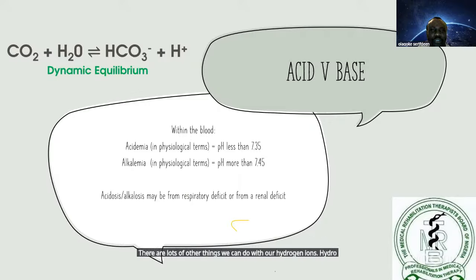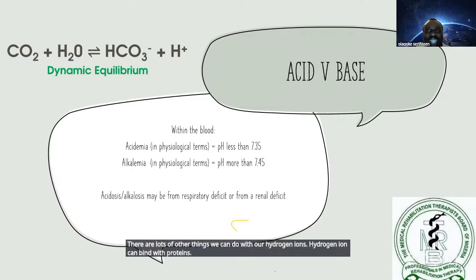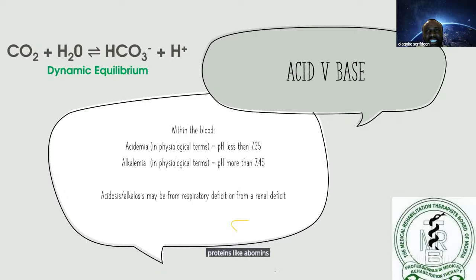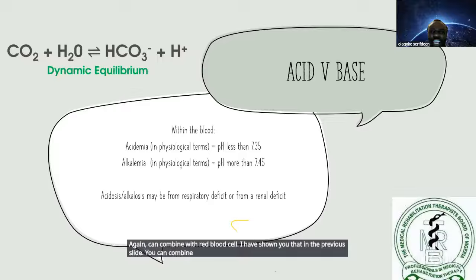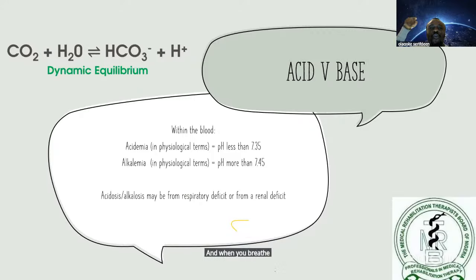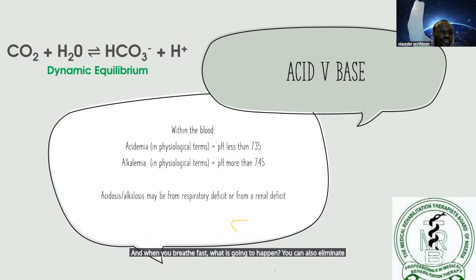Hydrogen ion can bind with proteins like albumins, fibrinogens, all of those things. Hydrogen ion can enter into the cell just to drive them away from the blood. Again, hydrogen ion can combine with red blood cell. I have shown you that in the previous slide. Blood can also carry them to the brain. Once they get to the brain, they can stimulate the respiratory system and make somebody start breathing fast. And when you breathe fast, what is going to happen? You can also eliminate the hydrogen ion in form of CO2.